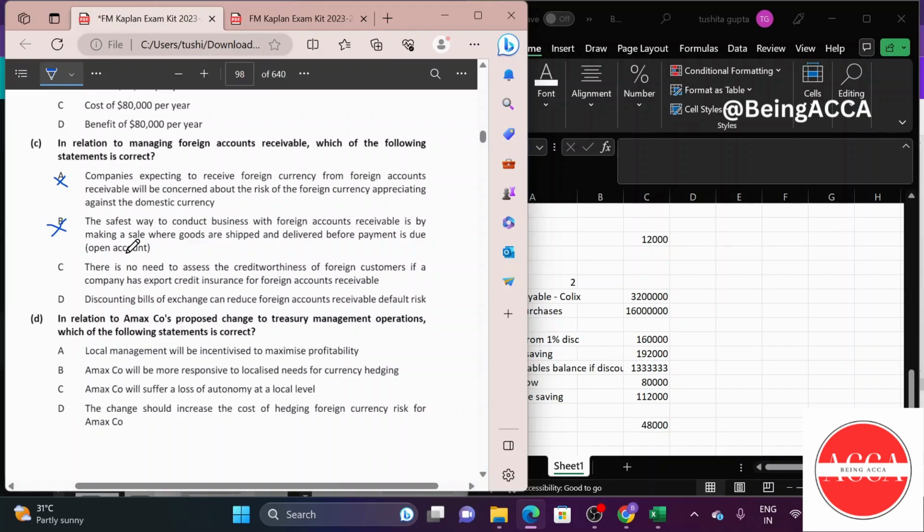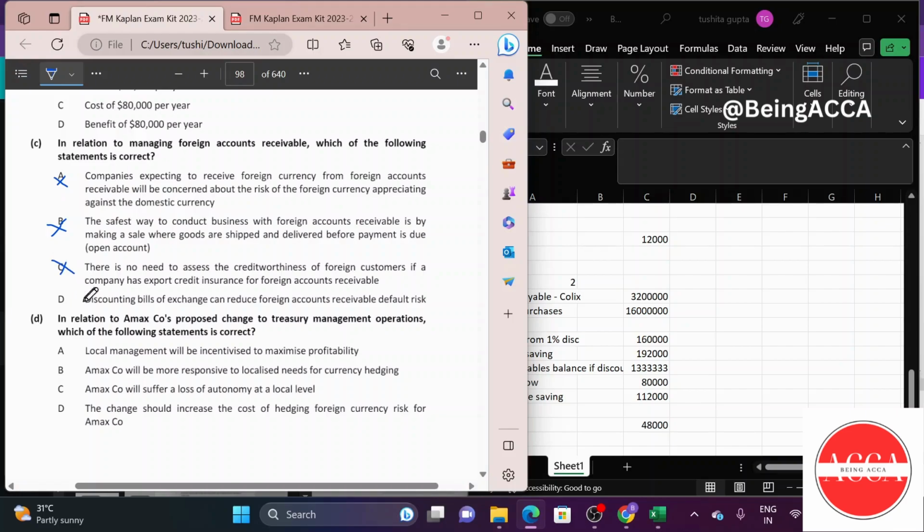Moving to the C statement, there is no need to assess the credit worthiness of foreign customers if a company has export credit insurance for foreign accounts receivable. Now this is also incorrect, because even if they have insurance, they may not cover the entire debt. So maybe only some part of it you will get, and the other part you will incur a loss. So assessing the credit worthiness of the foreign customers is very important, because if you assess the credit worthiness correctly, then you will be able to minimize your default losses.